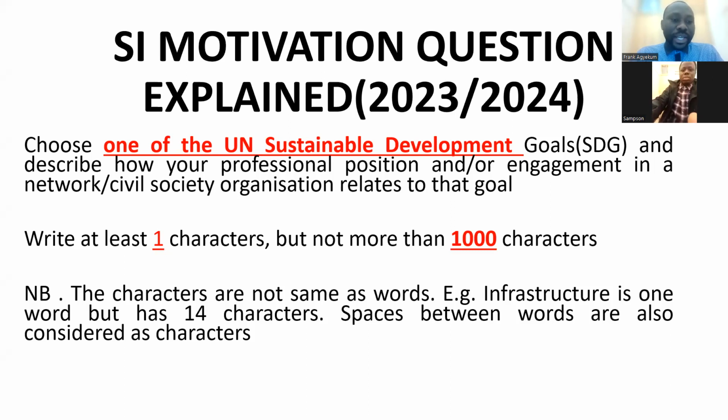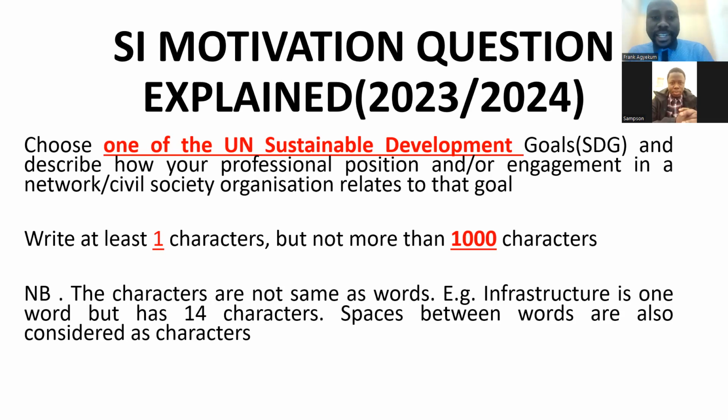And you have been told that you're supposed to write at least one character, but you're not supposed to get more than 1,000 characters. This is a very critical instruction that you must adhere to. Now, when we say characters, remember that characters are not the same as words. For example, the word infrastructure is one word, but has 14 characters. So characters could be letters, symbols, and spaces are even characters, and you're supposed to know all this in order to put up a very perfect or successful SI motivation.